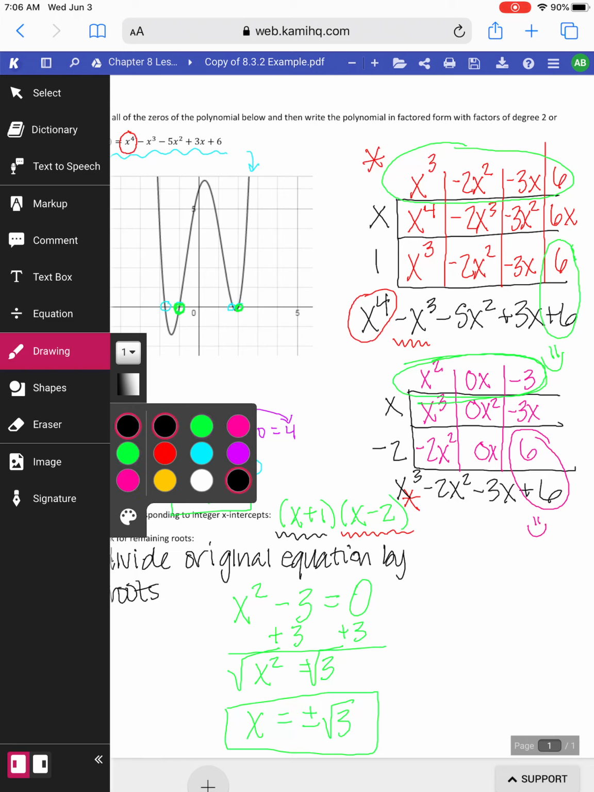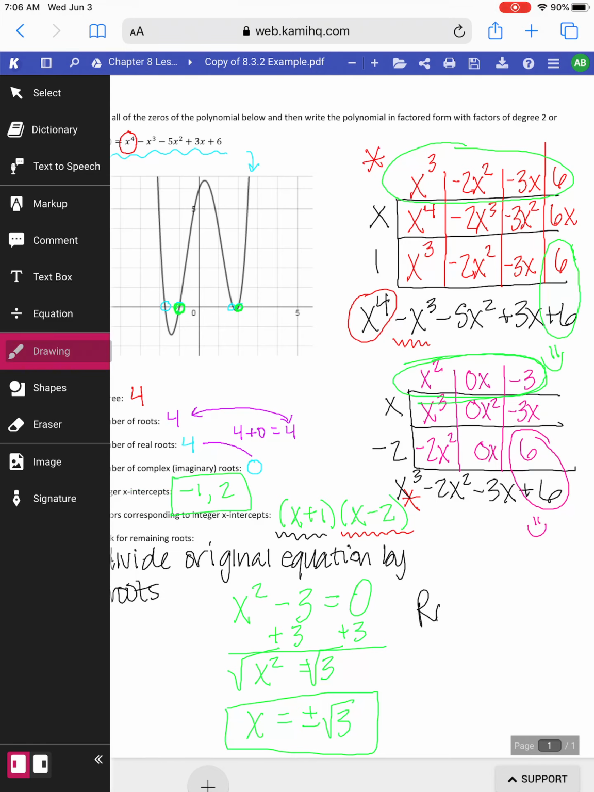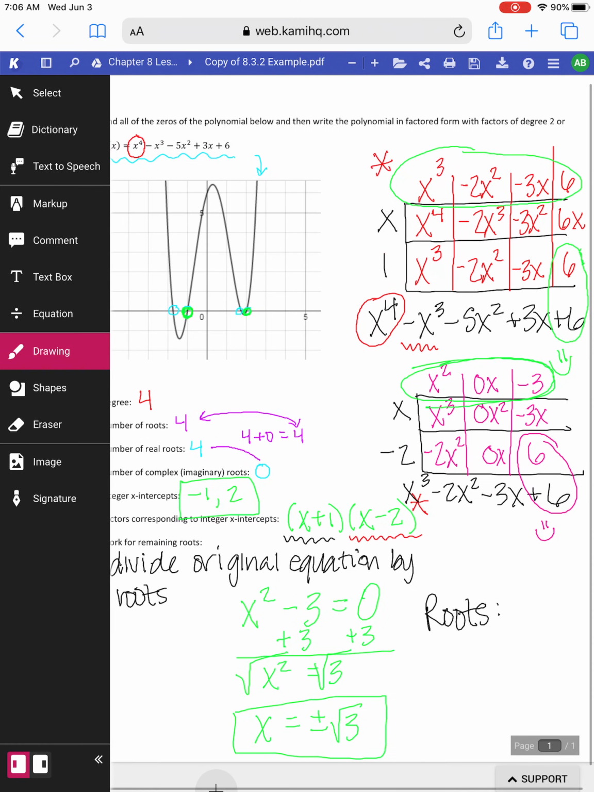So what I like to do at the end is just to make sure that we wrap it up here. So our roots are going to be at the points negative 1, 0, 2, 0, square root of 3, 0, and the negative square root of 3, 0.